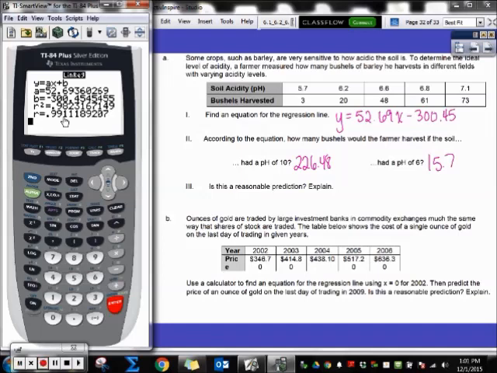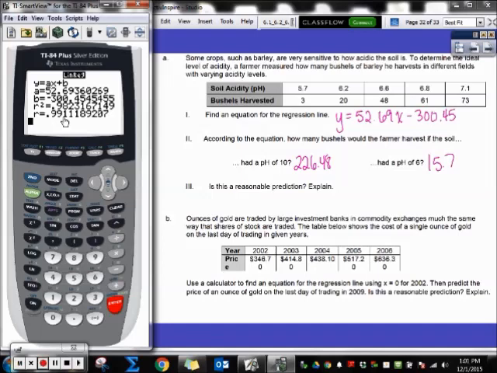Then on B, we need to do the same thing. So we're talking about ounces of gold that are traded by large investment banks and commodity exchanges, much the same way that shares of stocks are traded. Below is the table that shows the cost of a single ounce of gold on the last day. Use the calculator to find an equation for the regression line using x equals 0 for 2002. Then predict the ounce of gold on the last day of trading in 2009.